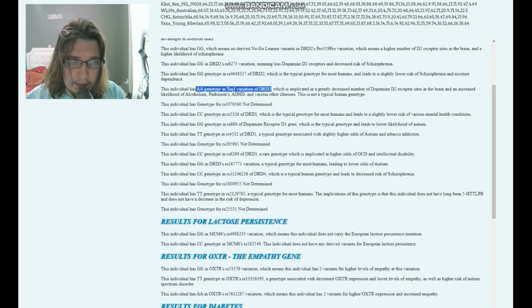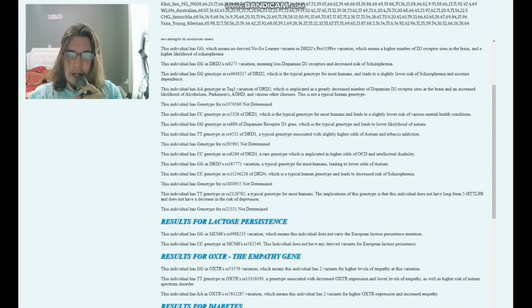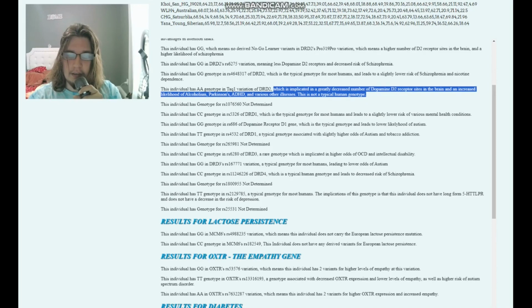She's got AA genotype in the TaqIA variation, which means I think it's A1A1, and this is very monkey specific. This is very gorilla or chimp or any kind of monkey. They tend to have A1A1 here. Most Neanderthals also have the A1 allele, maybe not A1A1, but maybe A1A2, whereas most humans tend to have A2A2 here. So this is one of the differences in gorillas versus humans, right?